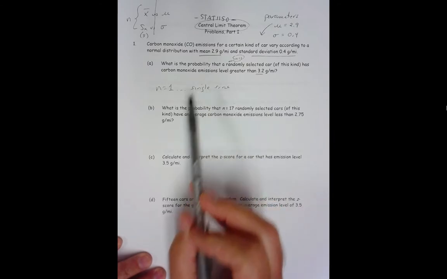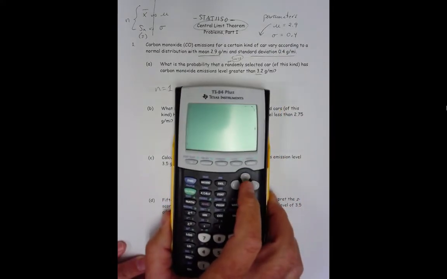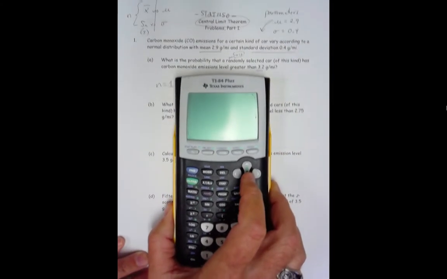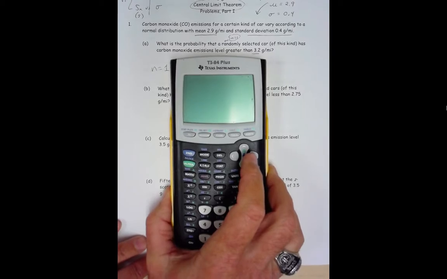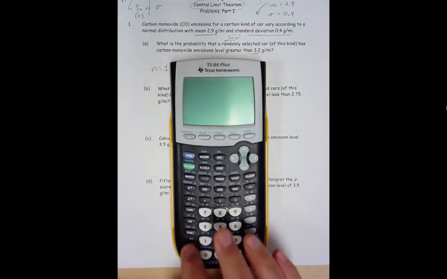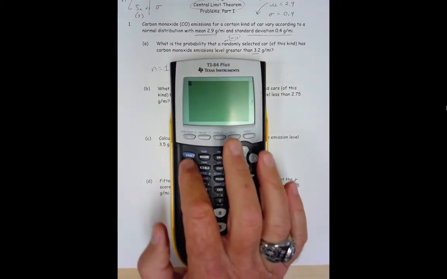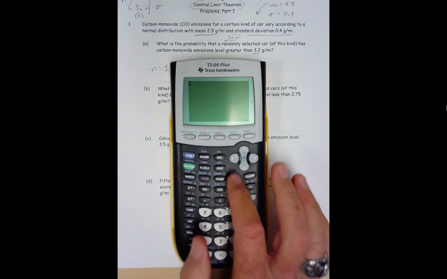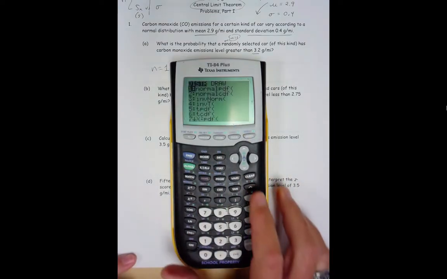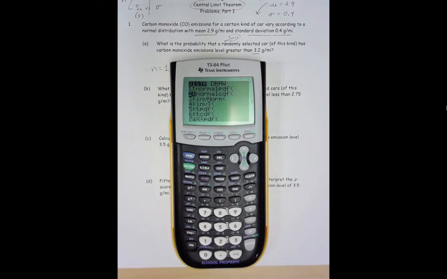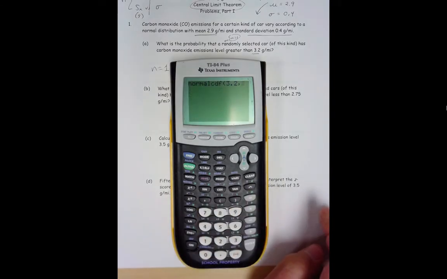All right, so let's work this one. So guys, really all I have to do here is just grab my calculator. I could do this problem either with calculus or a calculator. Trust me, I think you want to choose the latter. So go to distribution, go to normal CDF. Since I want greater than 3.2, I'm going to start with 3.2 and go up to infinity.